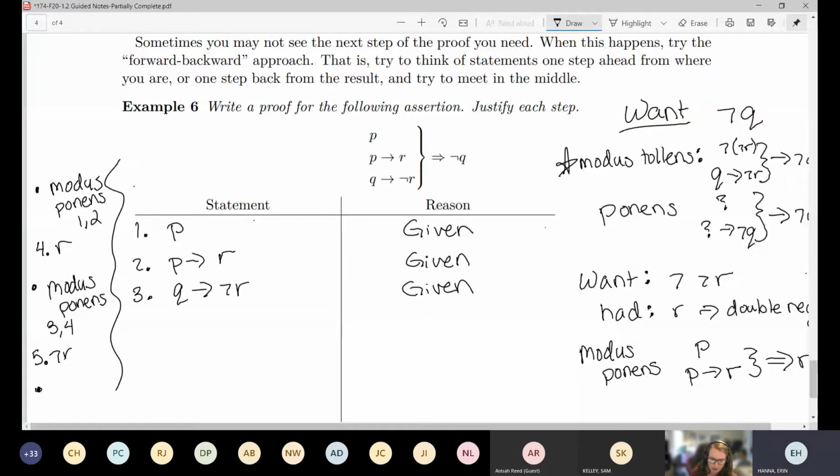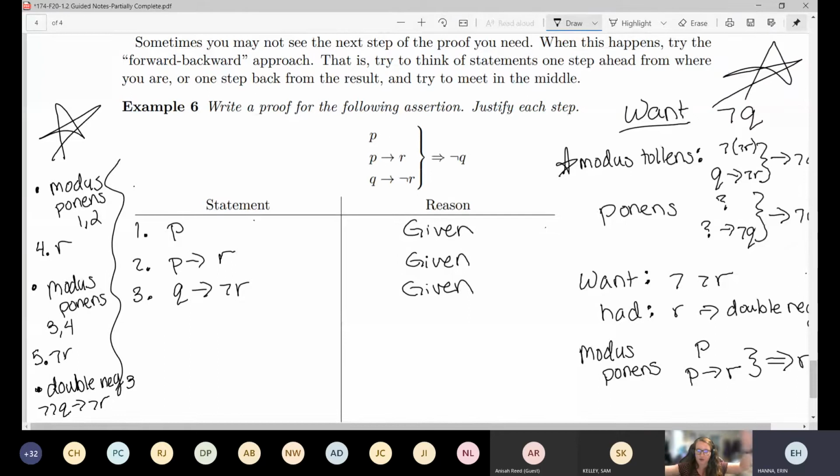And then one more. If I used double negation on 3, I could get not Q implies not R. Maybe that helps, maybe it doesn't. And I'm going to stop there. But you could essentially just keep looking at things that you could pull from the givens. And sometimes you're going to do a little bit of this and a little bit of this other stuff over here. And you're going to go both ways and try to meet in the middle.